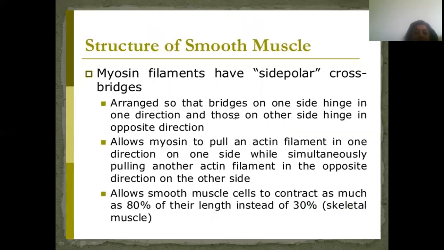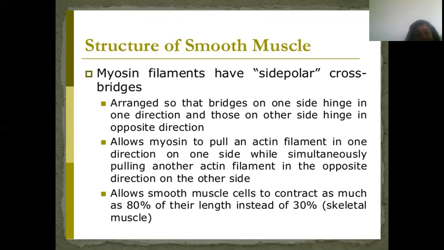The myosin filaments have side polar cross bridges, and these bridges are arranged so that bridges on one side hinge in one direction and those on the other side hinge in the opposite direction. They allow myosin to pull an actin filament in one direction on one side. They also allow smooth muscle cells to contract as much as 80% of their length, whereas if we talk about skeletal muscle, they can shorten only to 30% of their length.